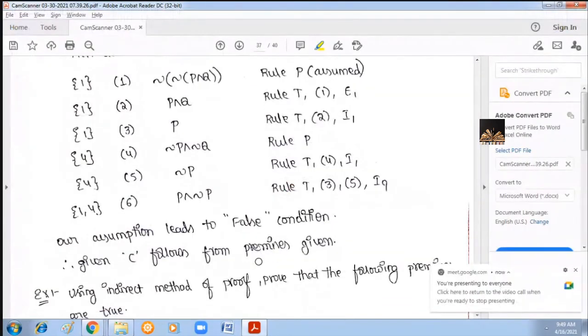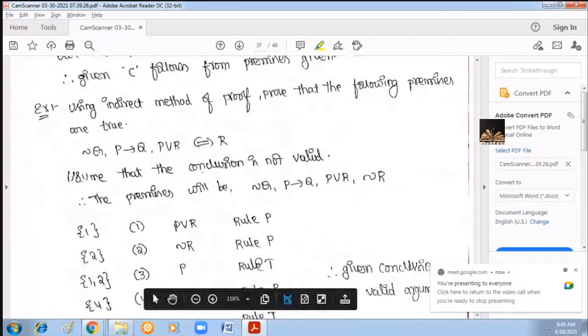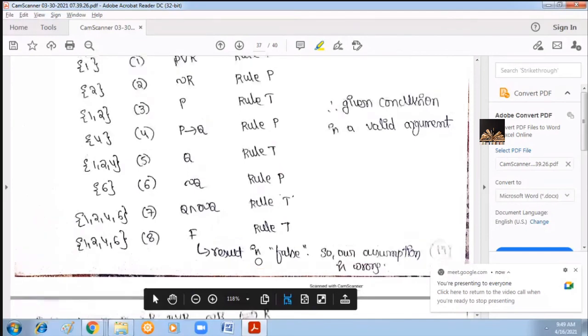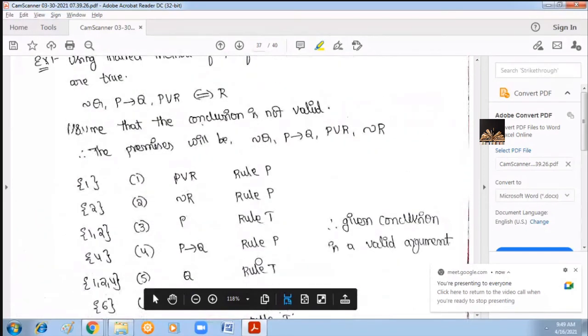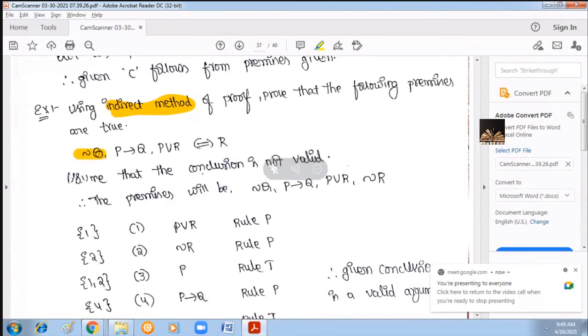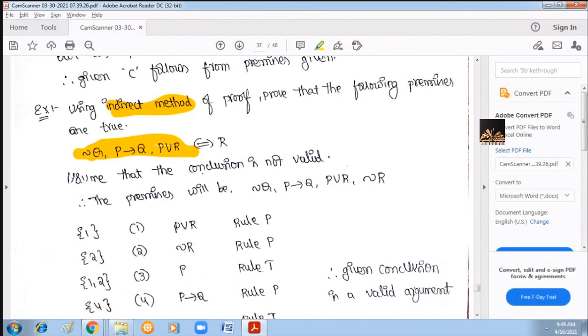Okay. Now take one more example. Using the indirect method of proof, prove the given premises. Three premises were given, and one conclusion is also given. Using indirect proof, you need to prove that the premises are true, which means that the conclusion is a valid conclusion.